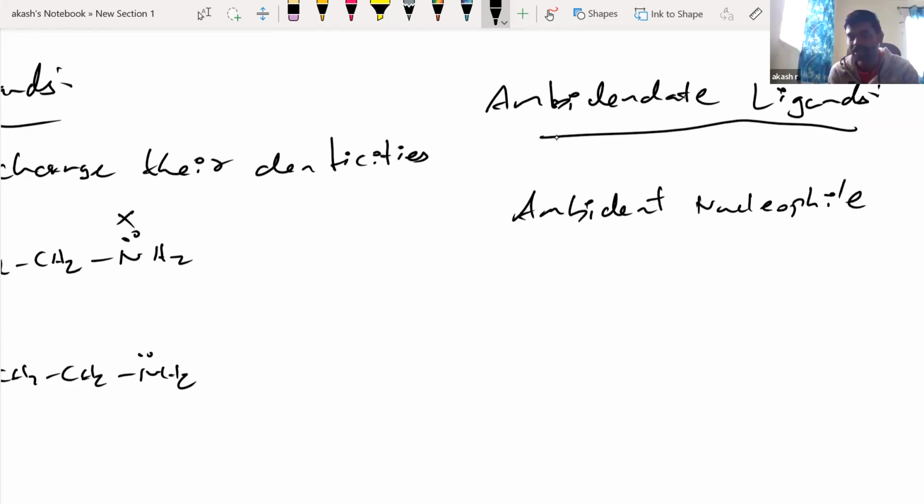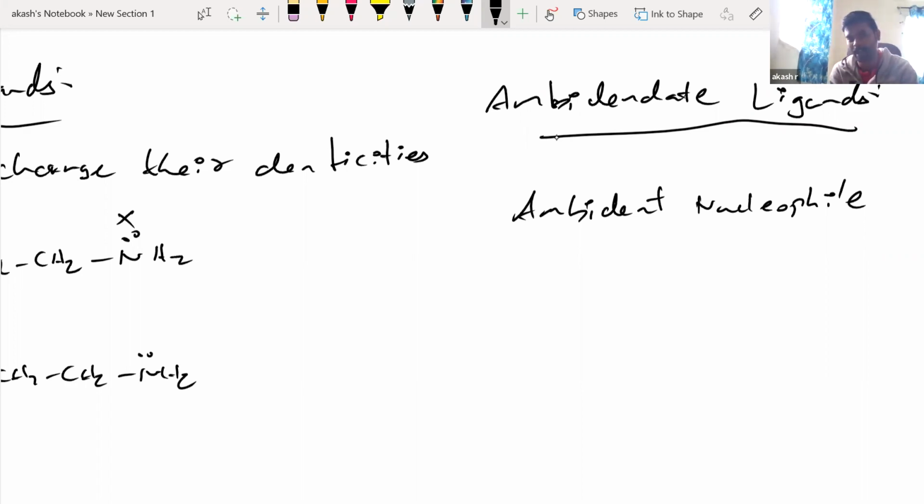Okay, come again, what is it? Two sites will be there, but only one site will interact. Okay, fine. So can I call them flexidentate ligands then? I have two sites, but only one of them is getting utilized, so can I call them flexidentate? Why am I calling this ambidentate then? That's a good question.